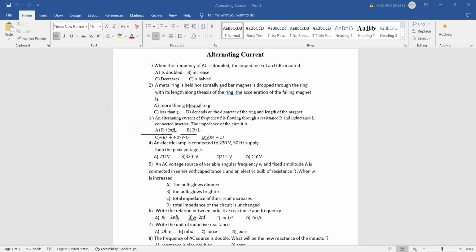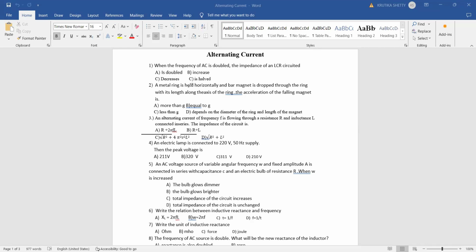A metal ring is held horizontally and a bar magnet is dropped through the ring with its length along the axis of the ring. The acceleration of the falling magnet is. So what happens to the acceleration of the falling magnet? Whether it is more than acceleration due to gravity, equal to acceleration due to gravity, or less than g, depends. Less than g.